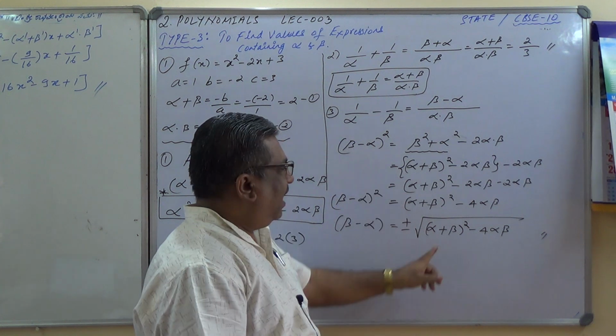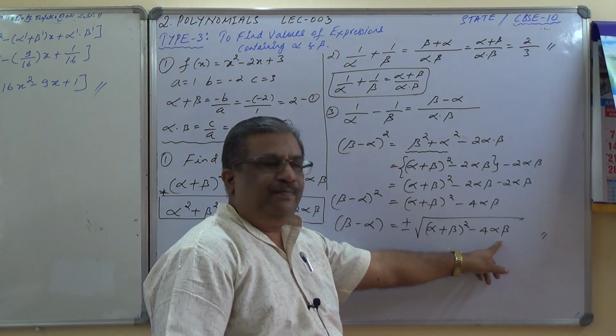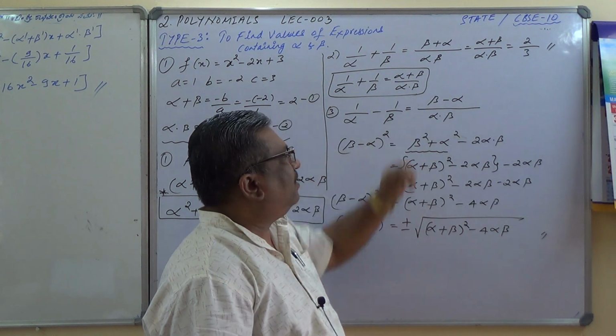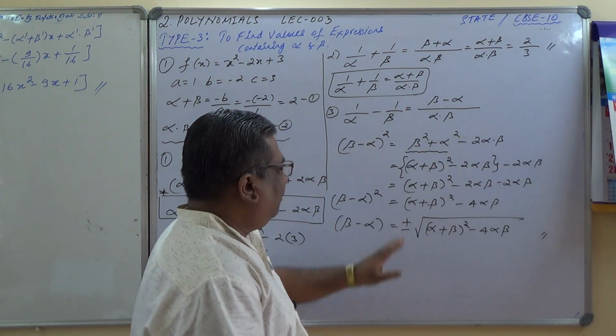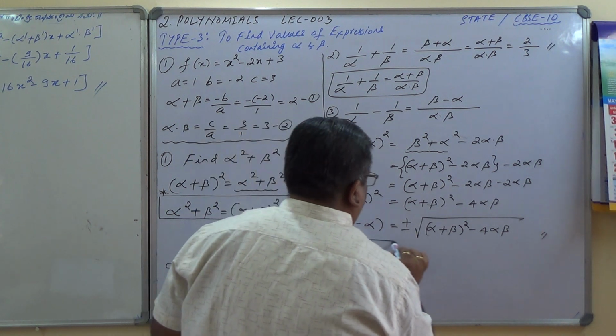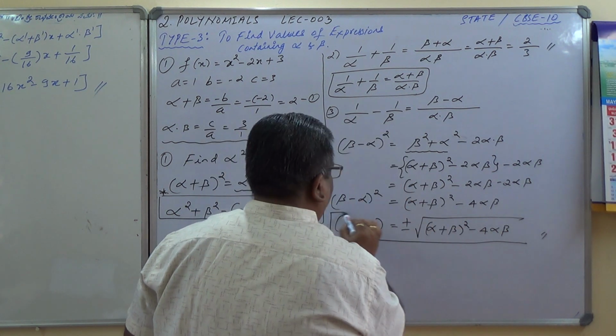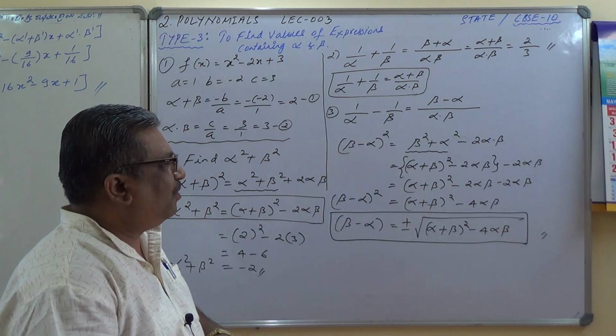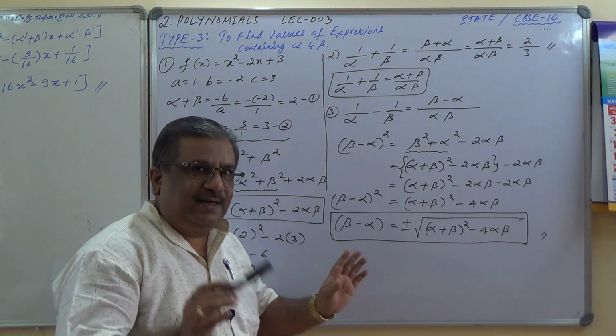Why is it so? I know alpha plus beta and alpha into beta. So if I substitute under root these values, I am going to get it over here, isn't it? And therefore, let me check now. So you have understood here how to obtain beta minus alpha, isn't it? Now one more question to you. Let me pause here a little bit.